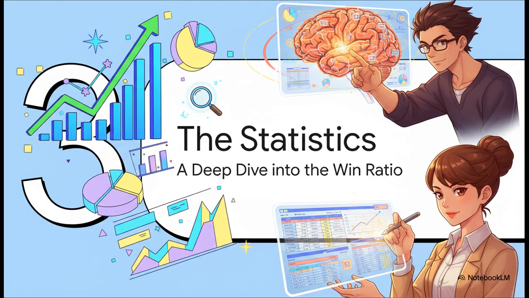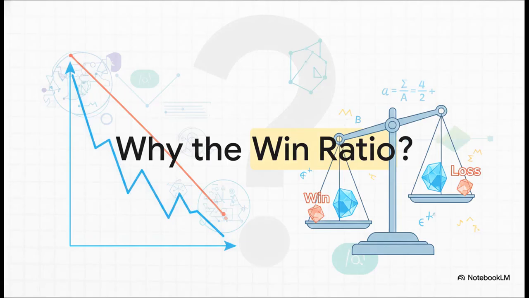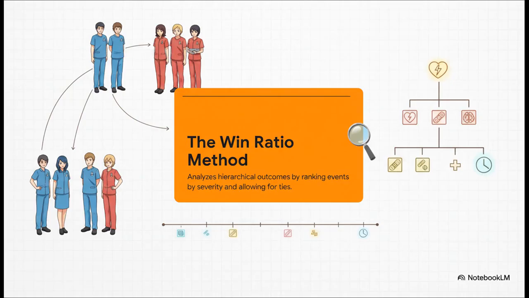Right. Let's move on to the statistics. This is a crucial area, and one where you can really impress. You need to be very clear on this point. Why did they deviate from a standard time-to-event analysis, a Kaplan-Meier curve with a hazard ratio? They chose the Finkelstein-Schoenfeld win ratio because the primary outcome was that hierarchical composite of events, all with different clinical severities. See, a standard time-to-event analysis treats all events as equal. This method is much more nuanced.